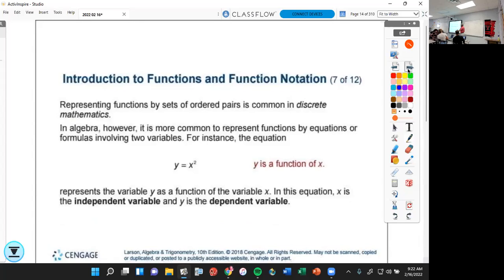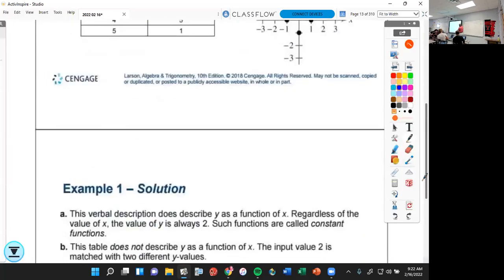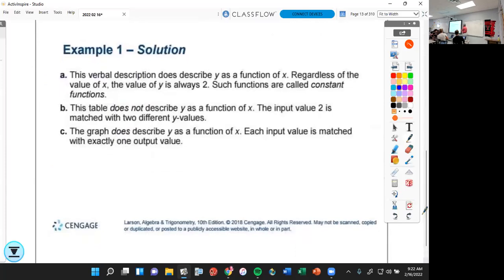Okay. Go back. Because I gotta go down. Okay, so here are the solutions. A was a verbal description. I don't care what X is, Y is always two. The table's not a function because input value two is repeated. And the graph is a function, each input is matched with one Y value.